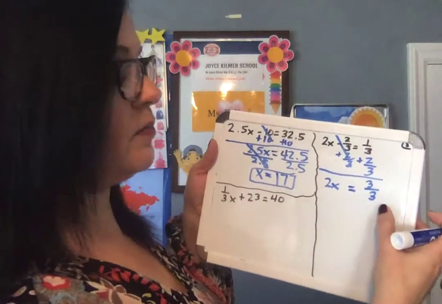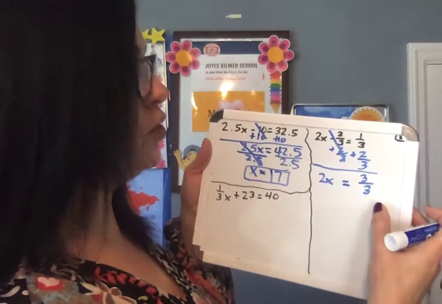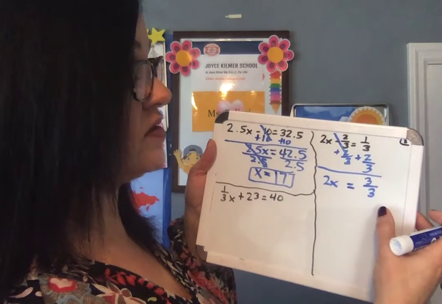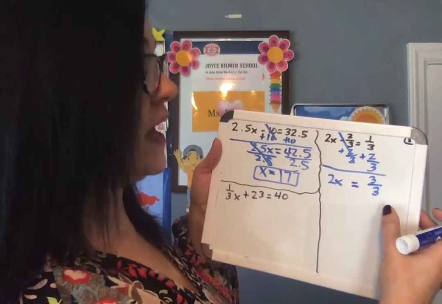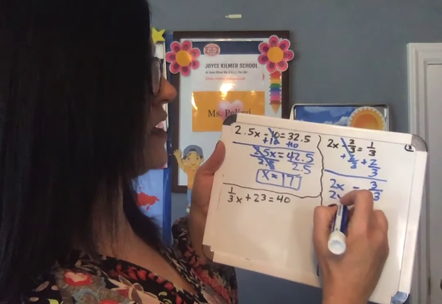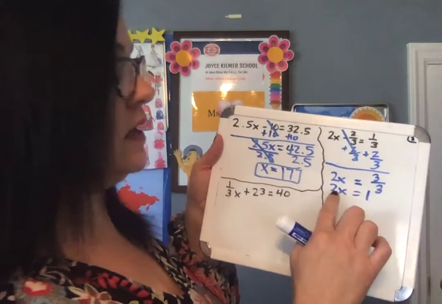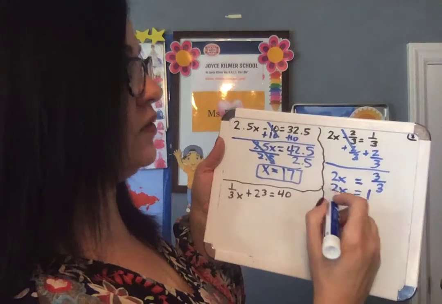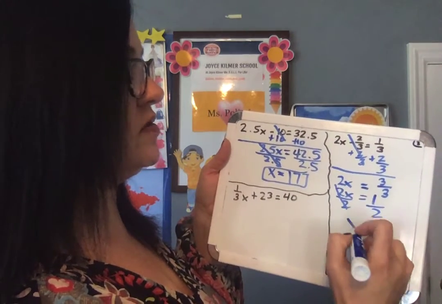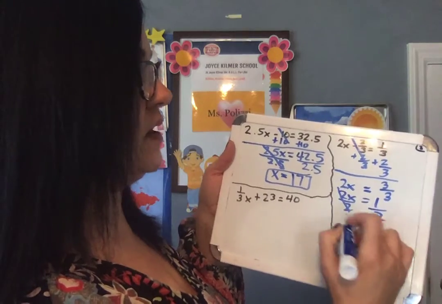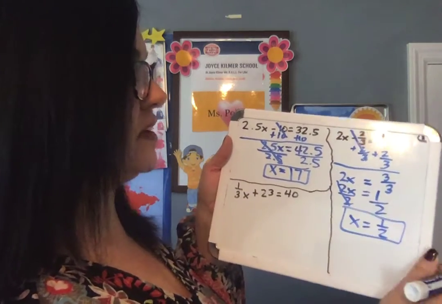I want you to remember that anytime you have a fraction where the numerator and the denominator are the same number, in this case it's both 3, that means 1. So I will change that to 2x equals 1. Now x still wants to be alone, so I will divide 2 on both sides, cross out my 2's, and x equals 1/2. Okay, and that would be my solution.